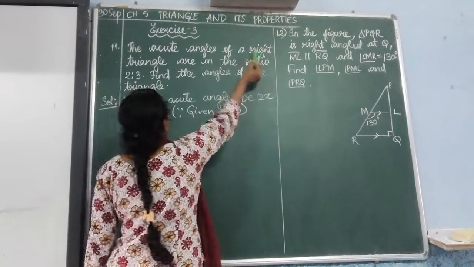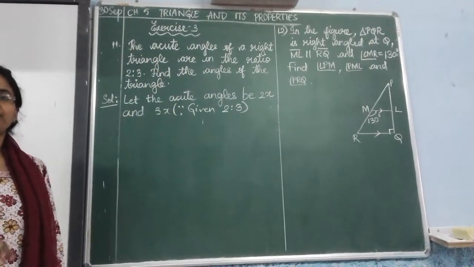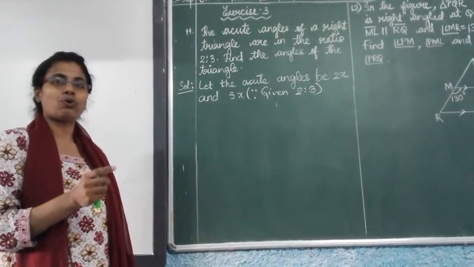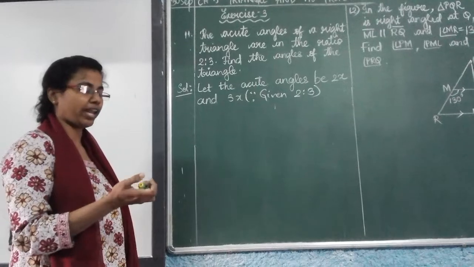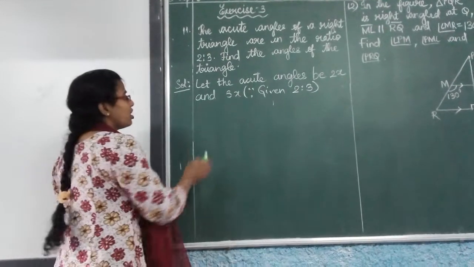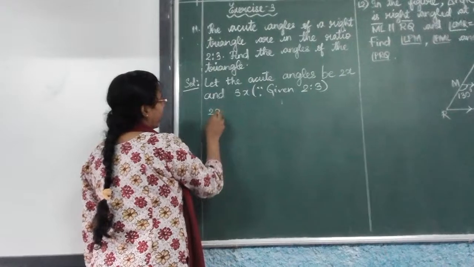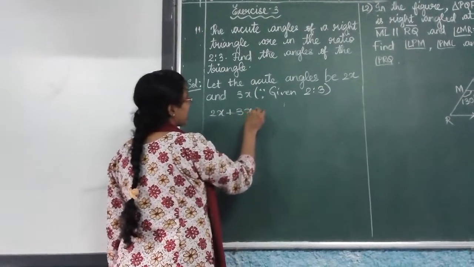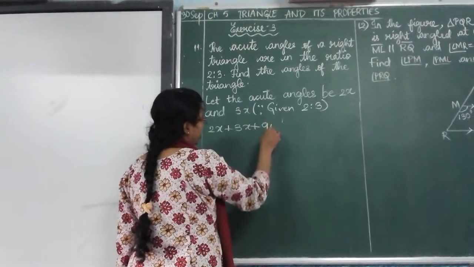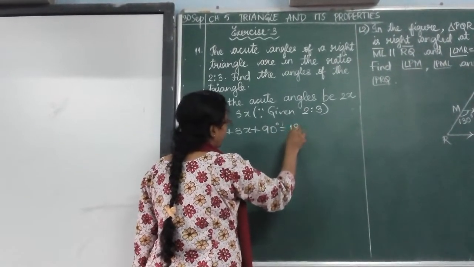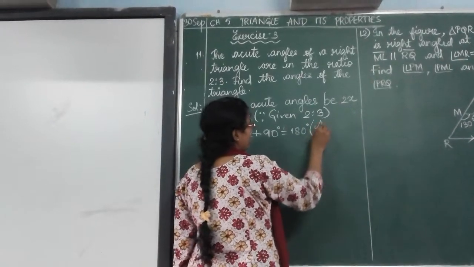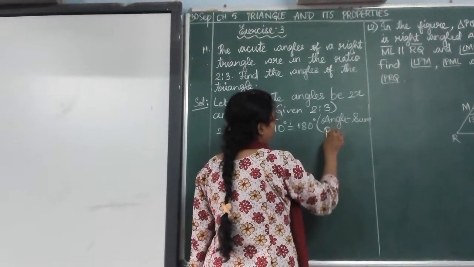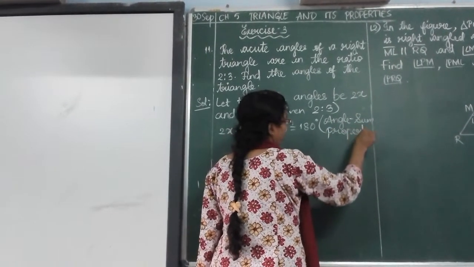You know that it is a right triangle. Whenever it is a right angle triangle, you know that one angle is 90 degrees. So let us use the angle sum property. With that you can write 2x plus 3x plus 90 degrees is equal to 180 degrees. What is the reason? Angle sum property of a triangle.